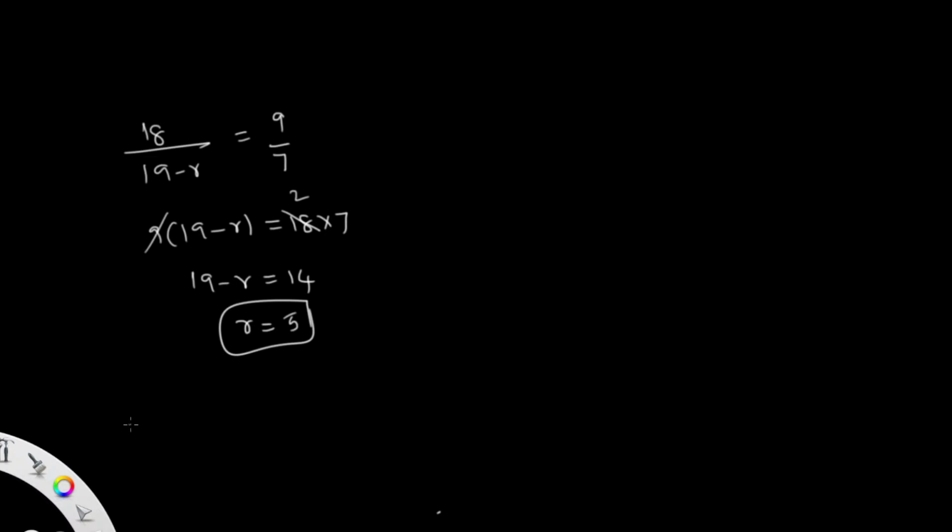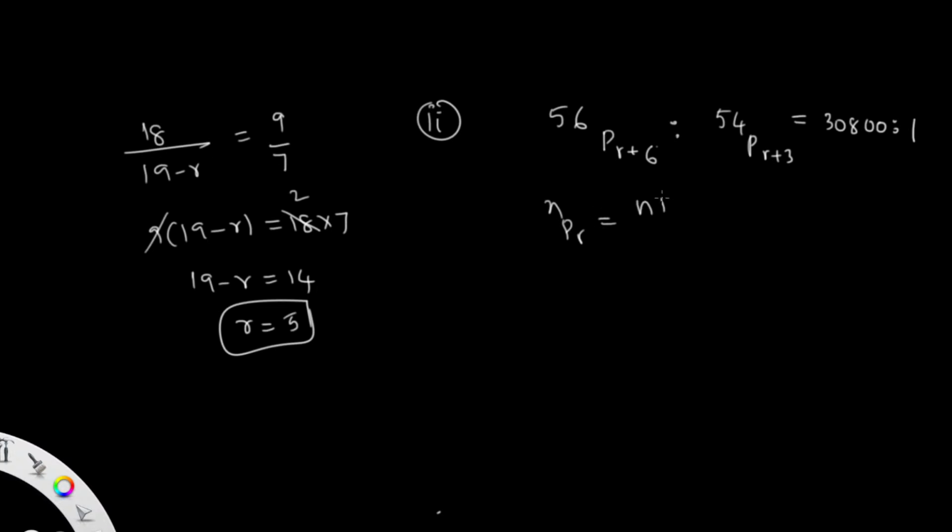Similarly, you can practice the second question. You can practice this one, just the simplification only. 56 P r plus 6 is to 54 P r plus 3 equal to 30800 is to 1. Similarly, which formula can be applied here? nPr equal to n factorial by n minus r factorial. This formula should be applied here. The previous problem we can solve in this method only.